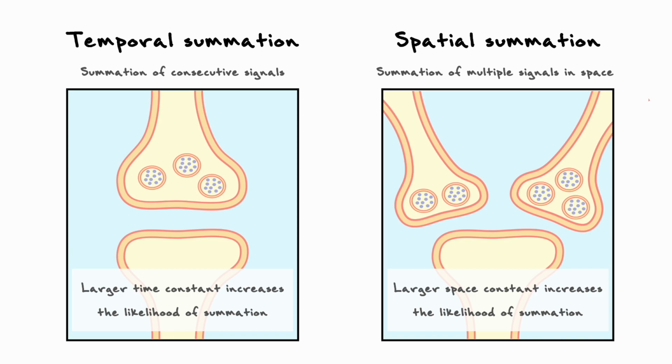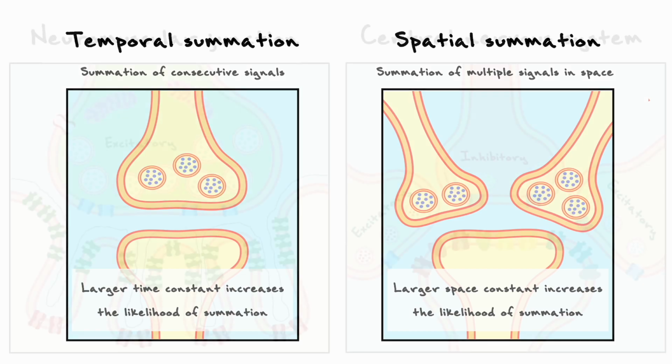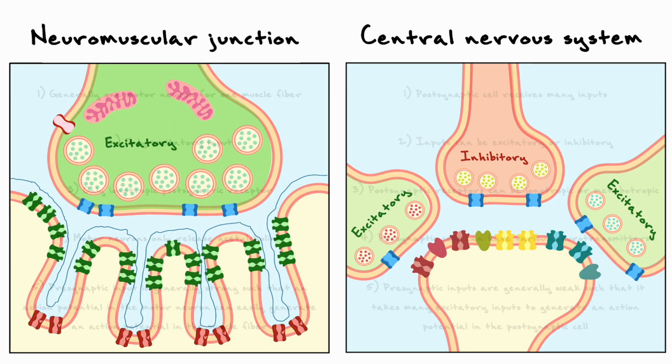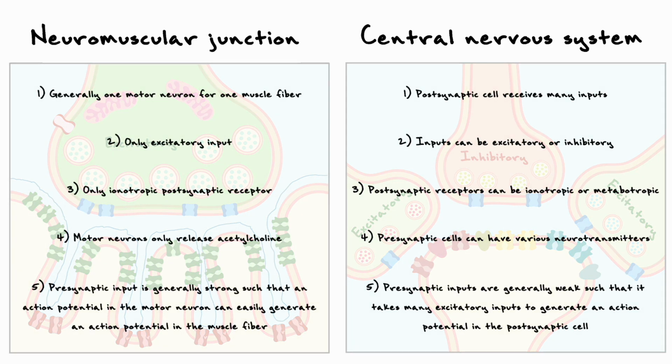Also, I looked at summation through the lens of excitatory connections, but keep in mind that inhibitory connections also get summed and participate in the signals the neuron receives. Alright, back to our schematic on the differences between the neuromuscular junction and the central nervous system.